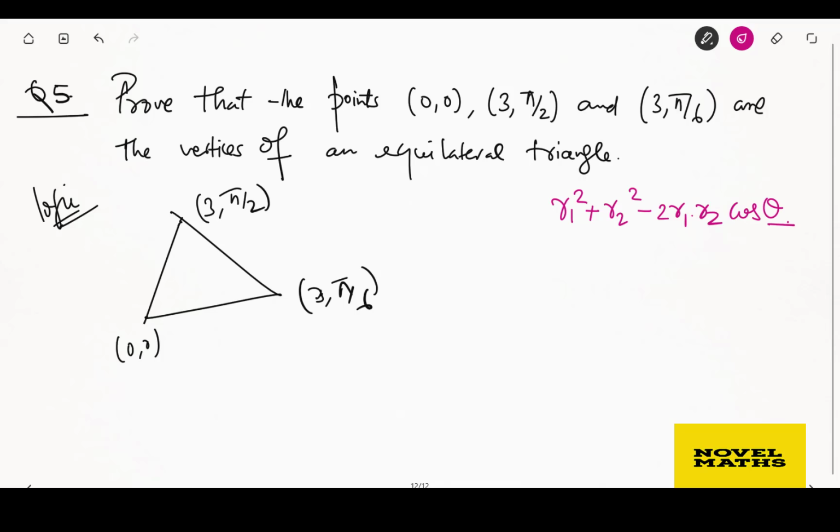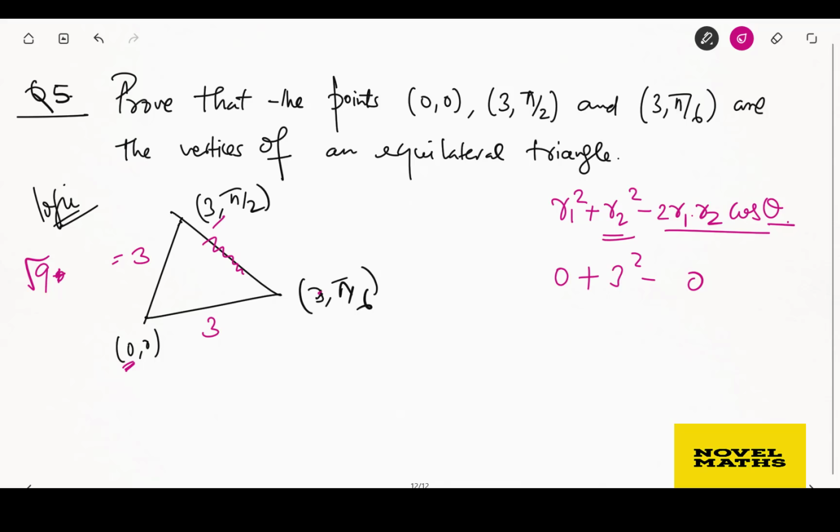Alright, so for these first 2 points, r1 is 0, so 0 plus 9, 9, right? So r1 is 0, so this point is 0. This is 3. Simple. Again here r1 is 0, so take any of these. So 0 plus this, what, 3 square minus 0, right? This one is 0, so this is also 3.